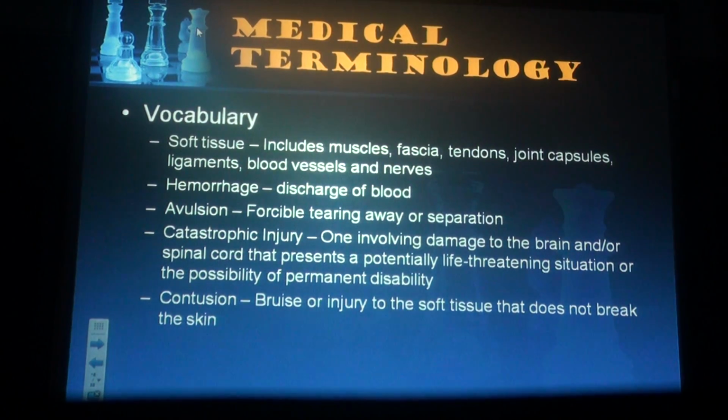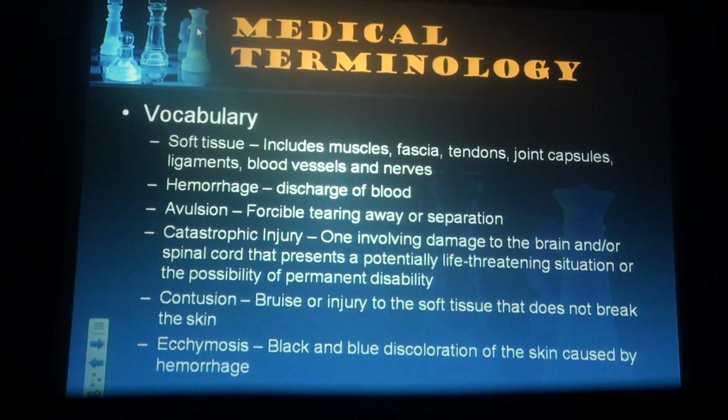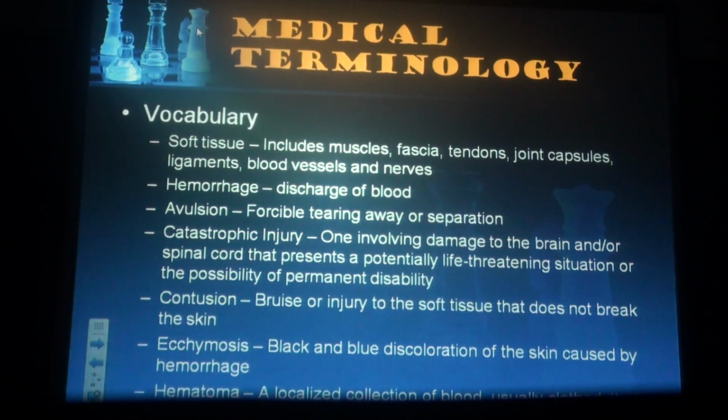Contusion, it's a bruise or injury to the soft tissue that does not break the skin. Ecchymosis, black and blue discoloration of the skin caused by hemorrhage. You often see that during a contusion. Hematoma, a localized collection of blood, usually closed, meaning it's in the body, that is confined within an organ, tissue, or space.